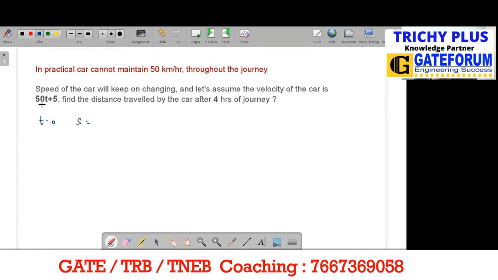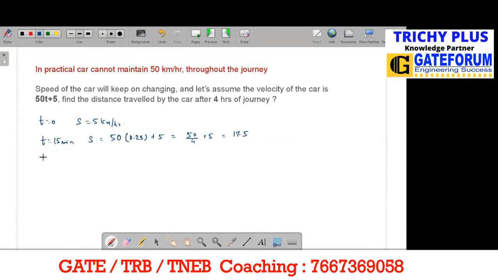It's going to be 50 into 0 plus 5, which is 5 kilometer per hour, right? Right. So at t equal to, for example, 15 minutes, what is the speed of the car? It is written in terms of hours, so you have to take 50 into, instead of t, 0.25 hours. 15 minutes means 0.25 hours, correct? Plus 5. So what will it come? 50 by 4 plus 5, so 12.5 plus 5, which is equal to 17.5.